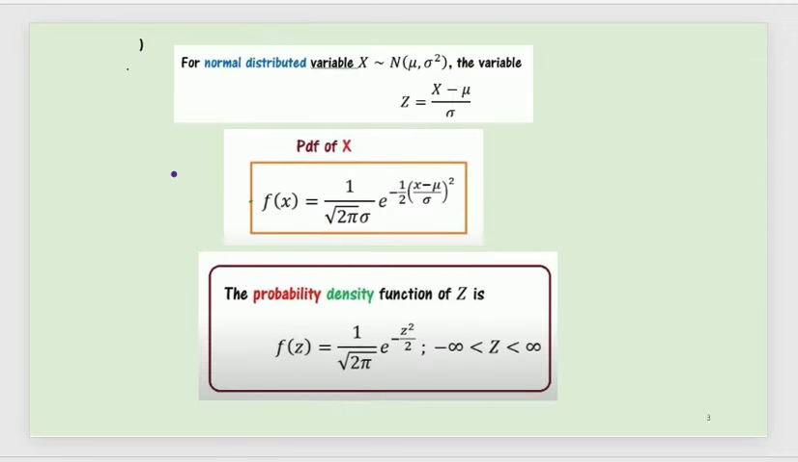And since we have already covered this z value and f(x), if we want to rewrite it in terms of z, we can replace the expression x minus mu by sigma with z, so we can rewrite it into the probability density function of z.